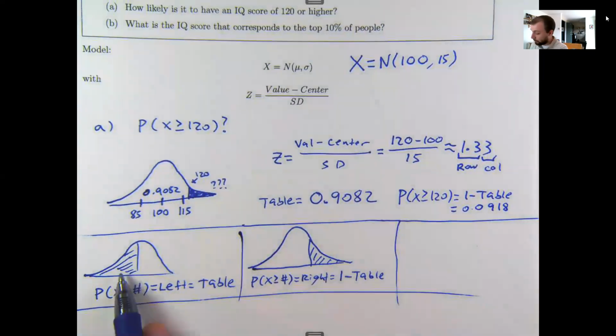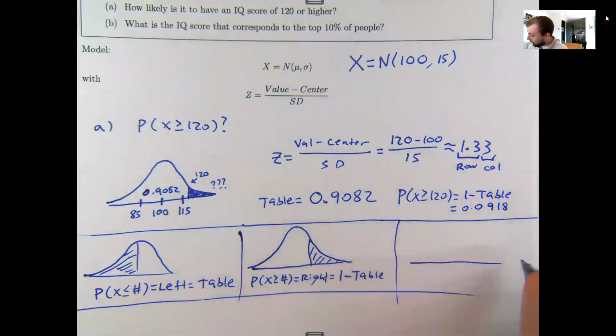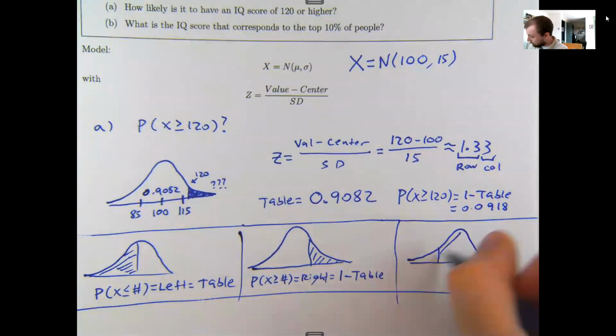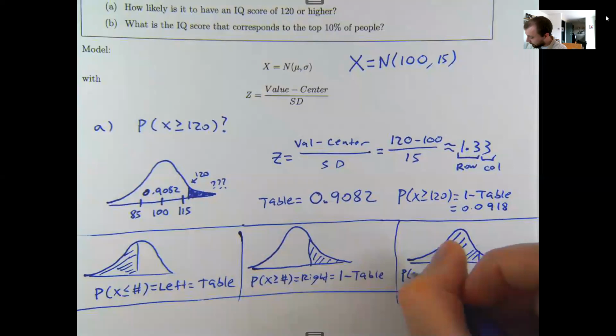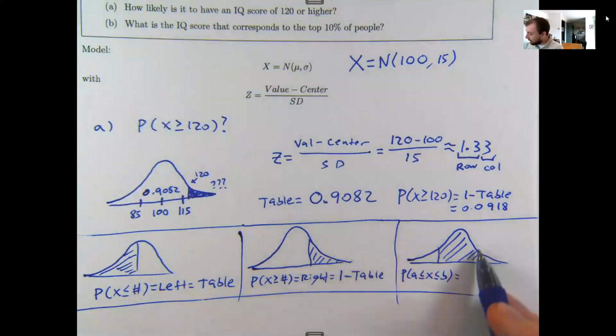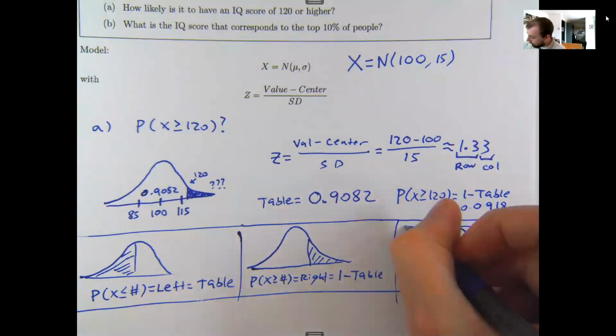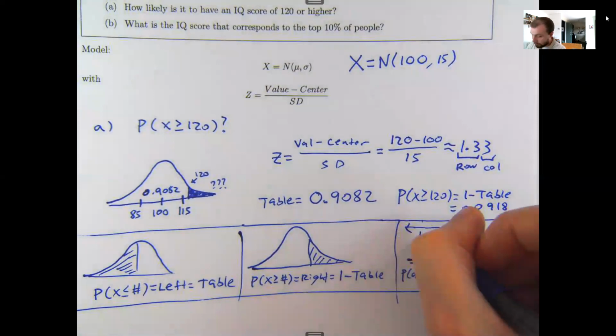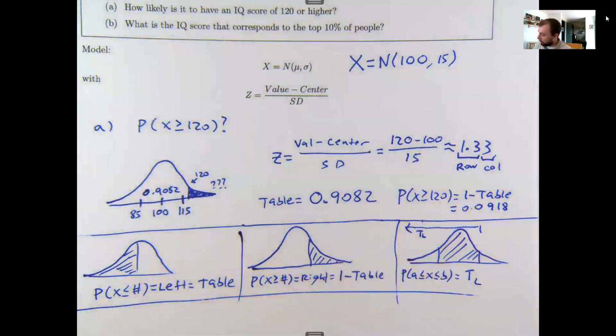So left, table value; right, 1 minus the table value. Finally, if it happens to be between two values, so between some small value and some large value, find the table values for both of these numbers and take the large table value. The large table value is going to give you everything to the left of this number here. And the large value is going to overcount it.